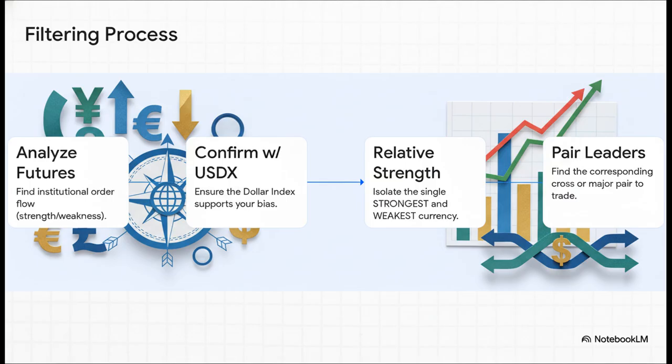First, you analyze the currency futures to get a feel for institutional order flow, a general sense of what's strong and what's weak. Second, you confirm your directional bias with the US dollar index. Third, you use that relative strength analysis to isolate the single strongest currency and the single weakest one. And finally, you pair those two leaders together. That's how you find your high-probability mega trade.